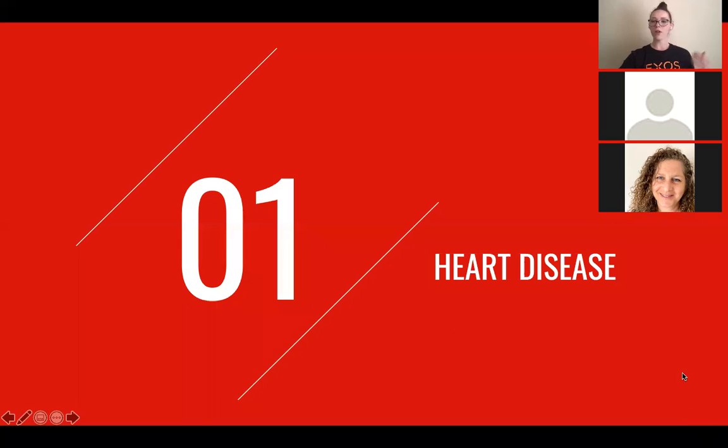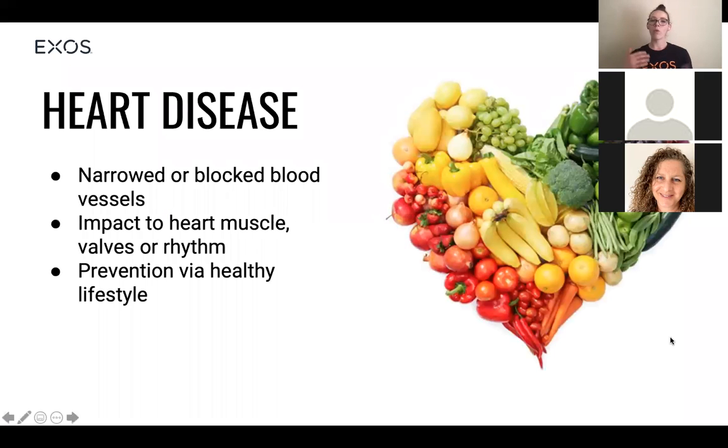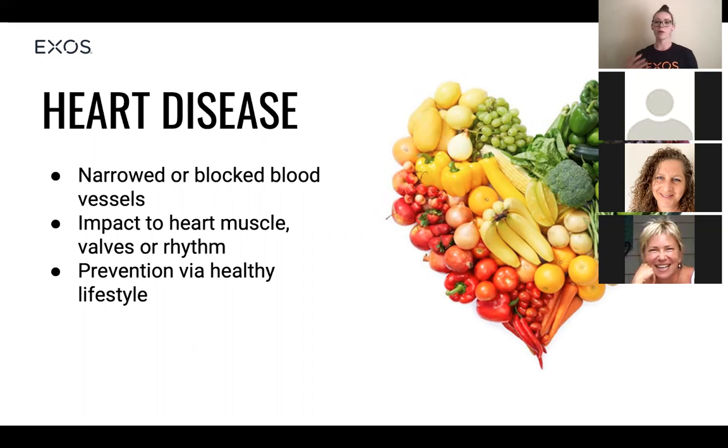So, first up, heart disease. What is heart disease? There are a few different aspects of heart disease. One of them could be narrowed or blocked blood vessels. This is what coronary artery disease is like. There's some buildup and blockage from saturated fats, things like that, some plaque buildup. So that's one aspect of it.